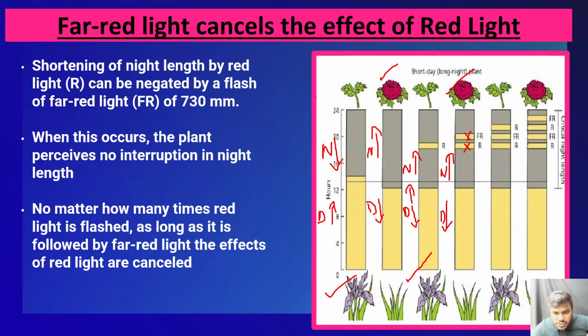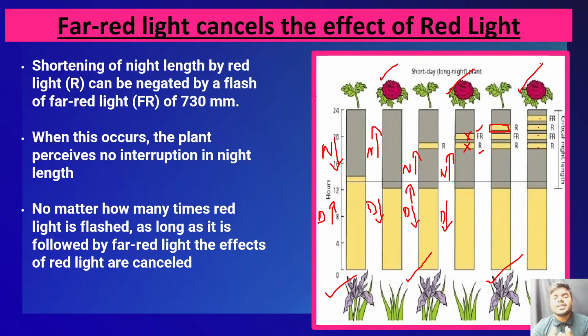The same experiment, once again we have exposure to the red light. See, once we expose to the red light, long day plant will flower. Once we expose it to the far red light, it cancels the red light. That's why short day plant will flower. Once again I have treated with the red light, so once again long day plant will flower. Once again red light, far red light. Once again here short day plant only will flower.